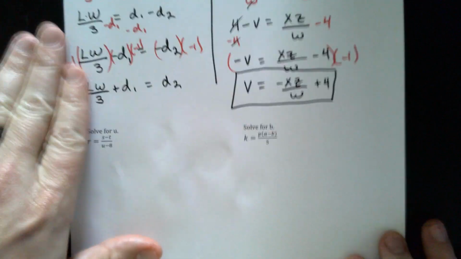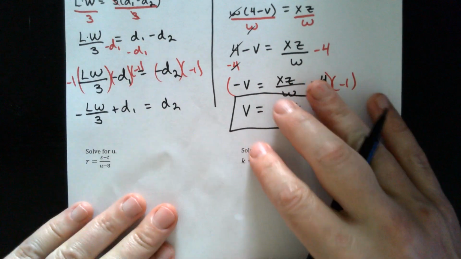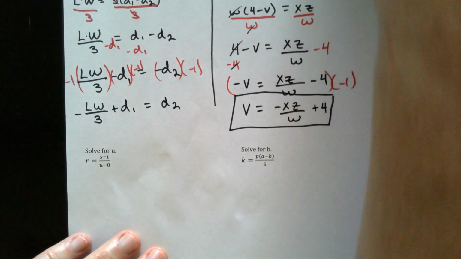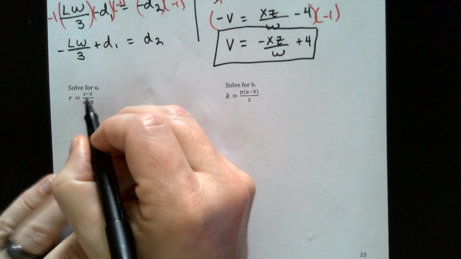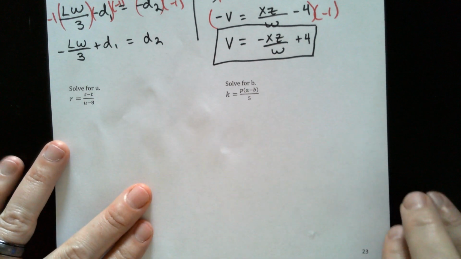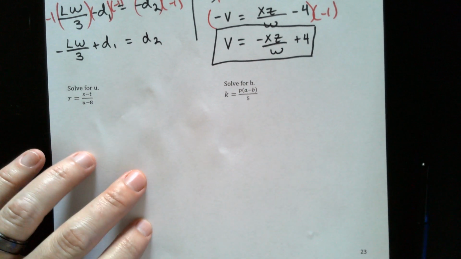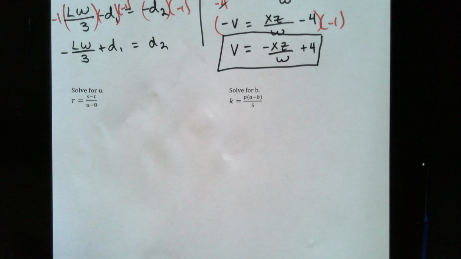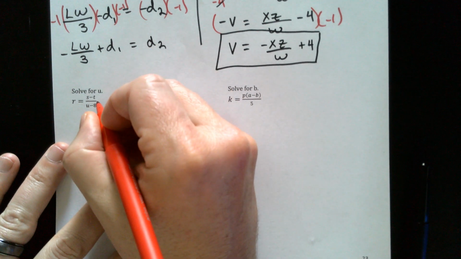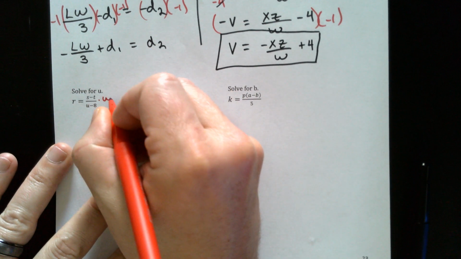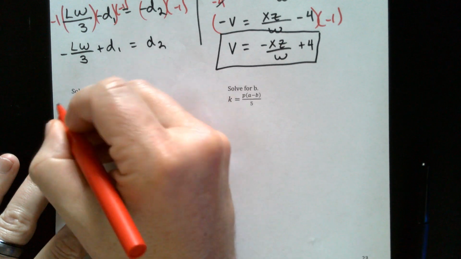Okay, let's do these next two. So we've got this, and it says solve for u. U's down there. Strategy's still the same, though. We want to get rid of that fraction if we can. So we've done this on some previous videos. We just multiply by the denominator. Multiply by u minus 8 on both sides.